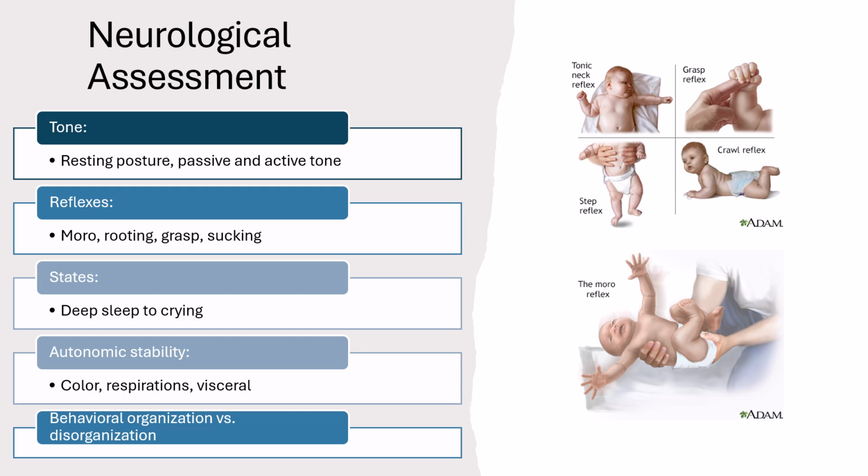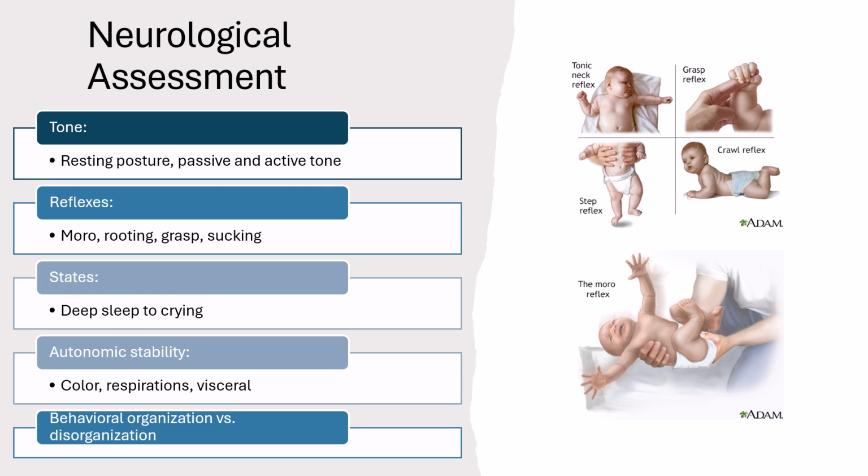Neurological assessment evaluates multiple systems. Check muscle tone by assessing resting posture, passive resistance to movement, and active movement against gravity. Test primitive reflexes including Moro, startle, rooting, palmar grasp, and sucking. Their presence and strength vary by gestational age. Observe behavioral states from deep sleep to crying, noting ease of transitions between states.